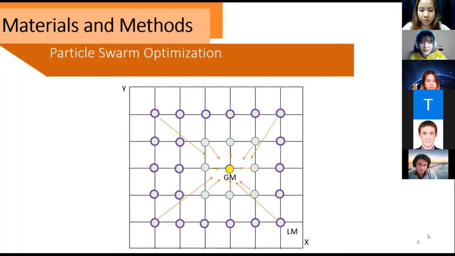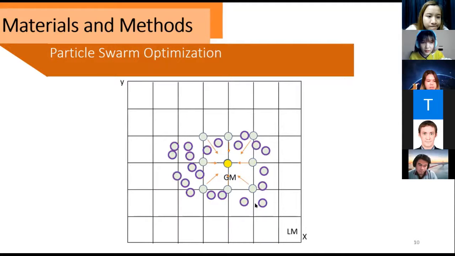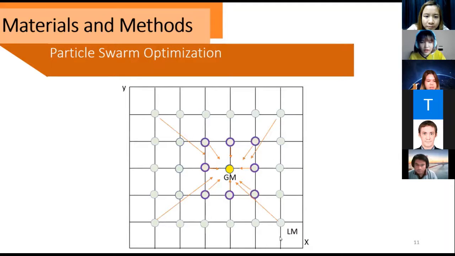If a particle's position is farther away from the global minima, it will move at a faster velocity, like this in the animation. On the other hand, if the particle is closer to the global minima, it will move at a slower velocity.